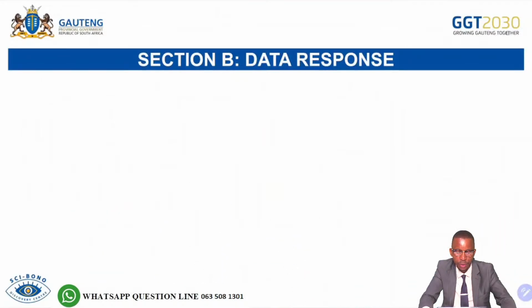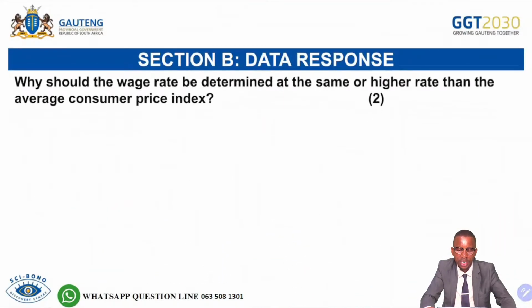And then we continue. Why should the wage rate be determined at the same or higher rate than the average consumer price index? Remember, it is very important for employers to determine wage rate higher or at a similar rate than inflation, CPI or consumer price index, because if wages increase at a lower rate than inflation, that means people's living standard will be undermined. As inflation increases, it erodes the disposable income and leads to the decrease in buying power.